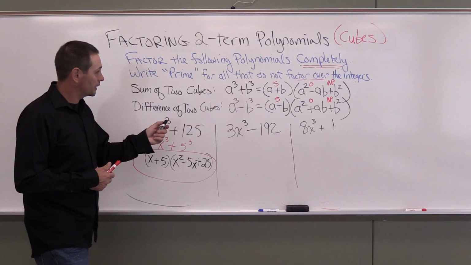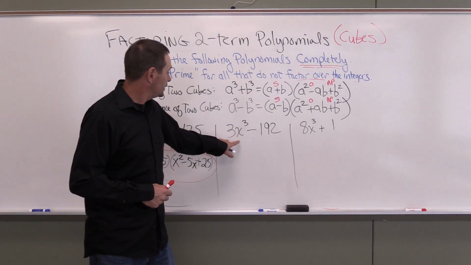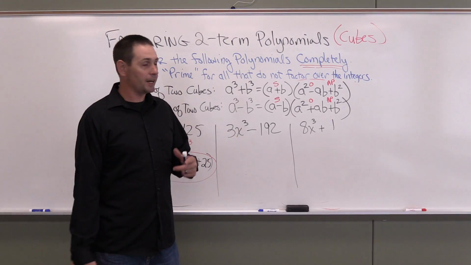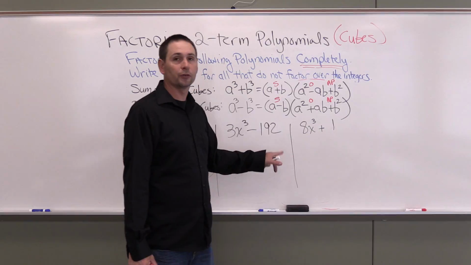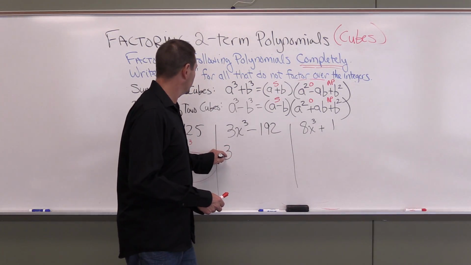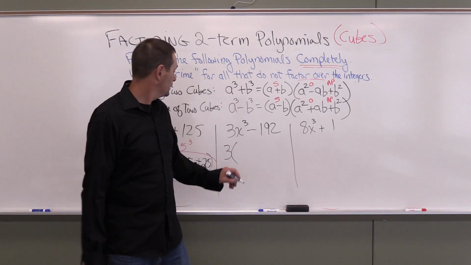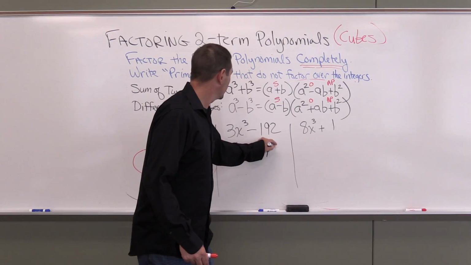So let's look at this. I just kind of try to pick a little bit trickier one. I see a GCF in this right away. I know that 3 goes into 192 because 1 plus 9 is 10 plus 2 is 12, and 3 goes into 12, so 3 is going to go into 192. So I'm actually going to take out that 3, and I'm going to be left with x cubed minus 64.